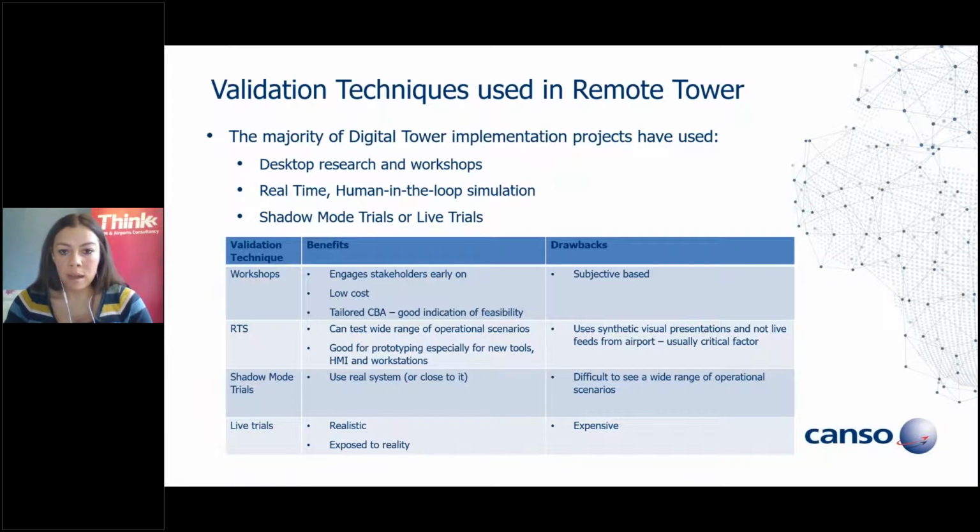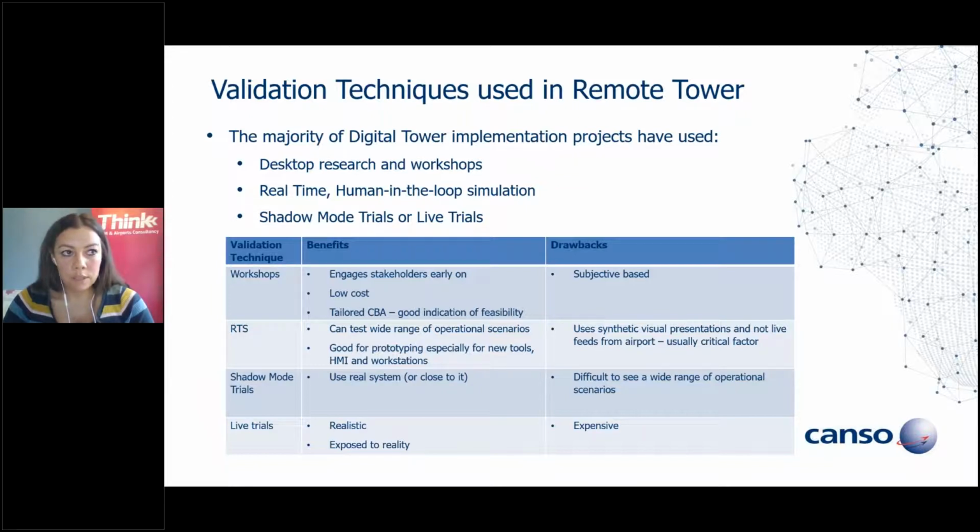We also have shadow mode trials. There's different types of shadow mode. There's passive, active, advanced, giving different levels of control to the shadow team depending on the type of trial. They're really good at assessing if the system performs as expected in a live environment. However, you can't test all of the scenarios that you would be able to test in a real-time simulation.